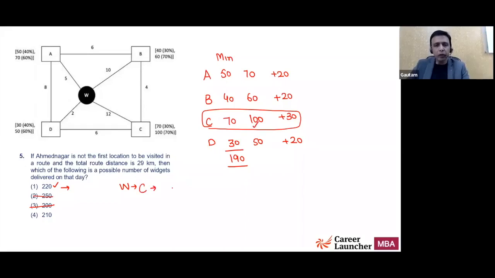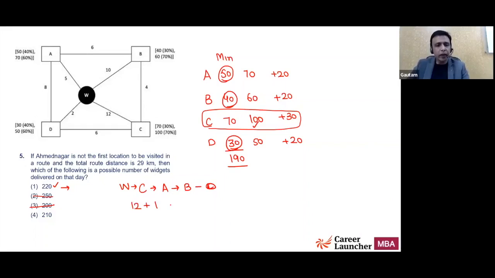Then we'll go to A. Then we'll go to B, and then we'll go to C, because he'll be choosing the minimum of res 3 and the maximum of C to add 30 to the minimum of 190. So in that case, the distance traveled from warehouse to C would be 12.